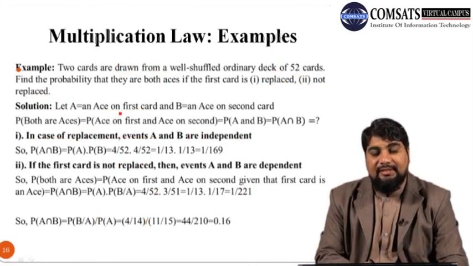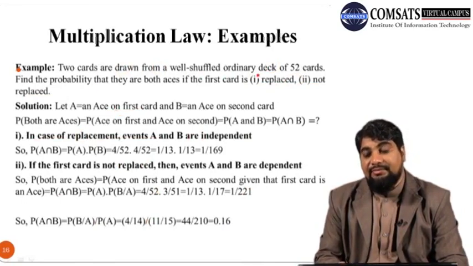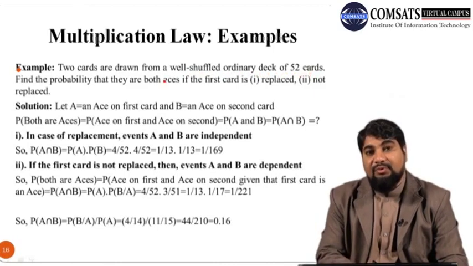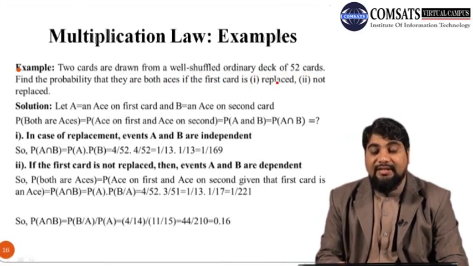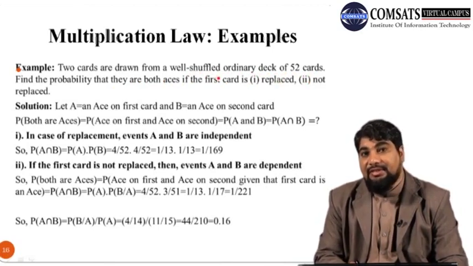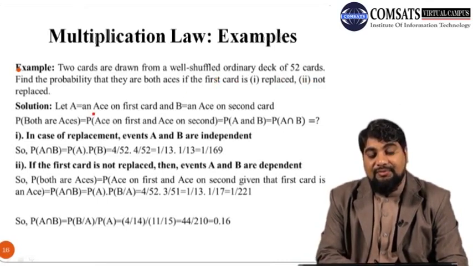So let us consider an example. 2 cards are drawn from a well shuffled ordinary deck of 52 cards. Find the probability that they are both aces if the first card is replaced, and second situation is that if the first card is not replaced. So let us discuss the solution.